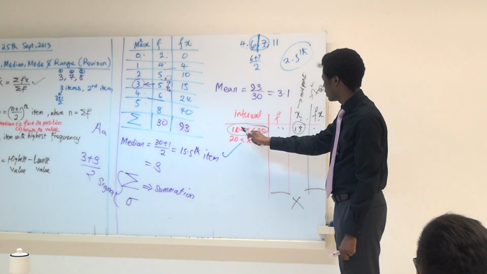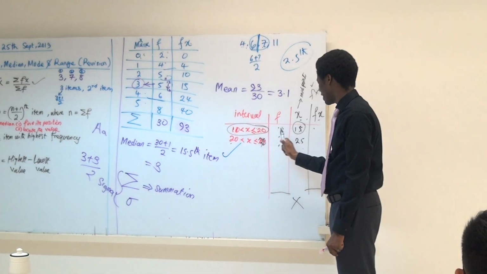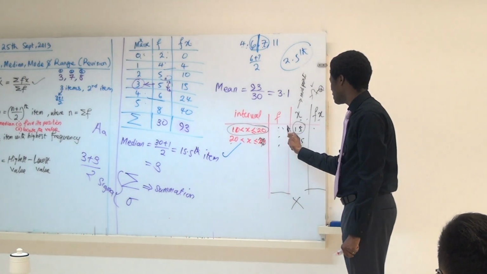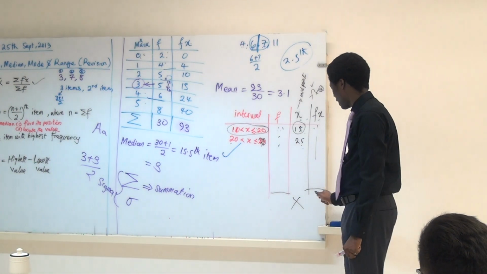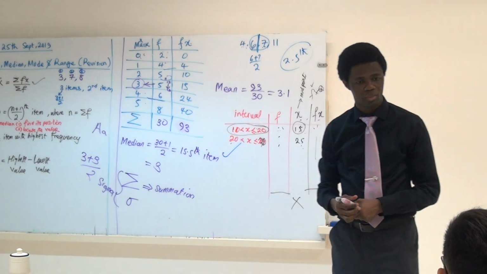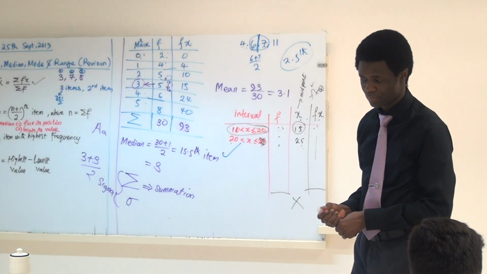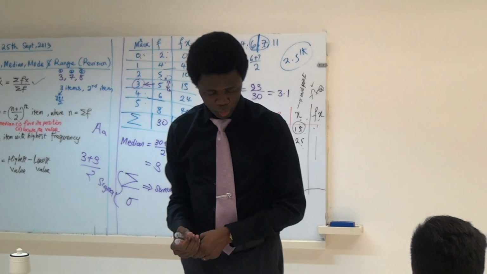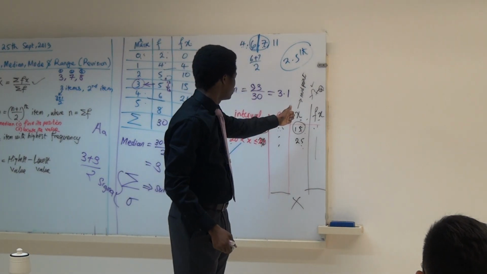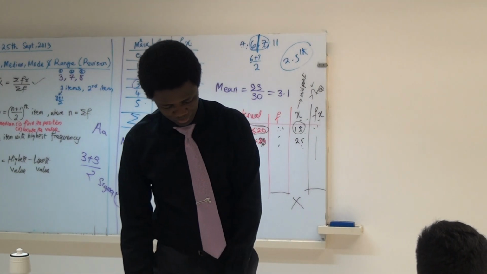So x here is the midpoint, so 10 plus this divided by 2, that's 15. 20 plus this divided by 2, that's 25, and you continue. Once you get that, then multiply each to get the fx column, and continue exactly the way you did here. Preferably, so you don't miss things out, and here especially, you need to get your x first. It's better if you just draw a table.